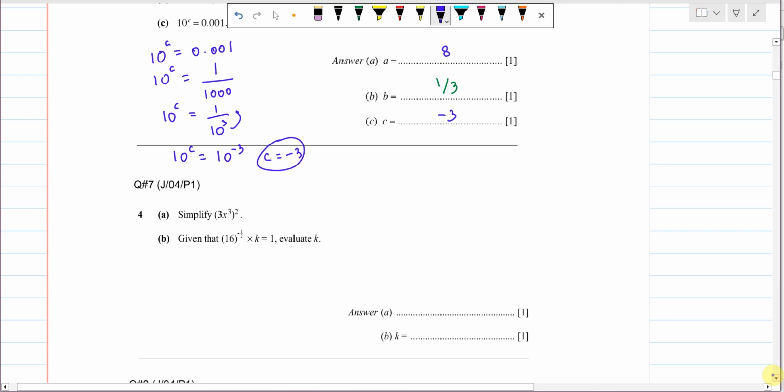Simplify. It says 3x cube with a whole square. So 3 square is 9, and x to the power 6.